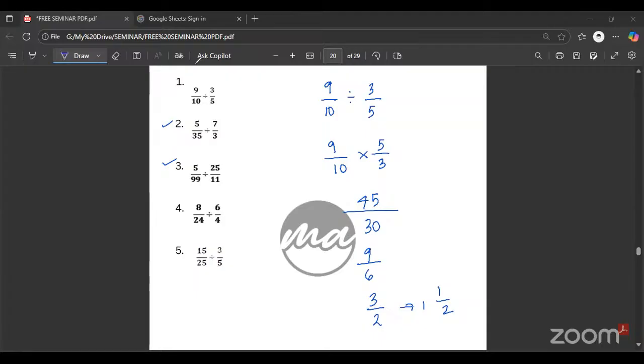Miss, why didn't the 9 over 10 change? The first fraction will not change here. It will be the same thing. Only the second fraction will change. Okay, miss. Thank you.